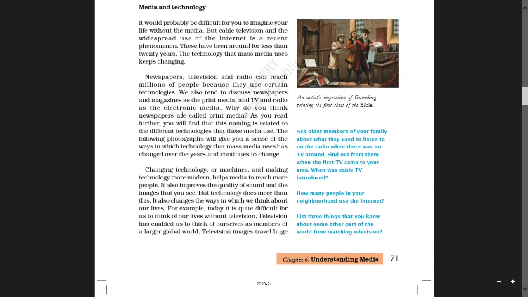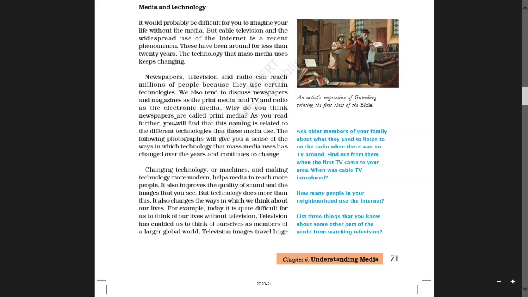We also tend to discuss newspapers and magazines as the print media, and TV and radio as the electronic media. They are called print media because they reach us after being printed. TV and radio are the electronic media. With the help of electricity, we can see a TV program, or we can hear the radio. These are electronic media.